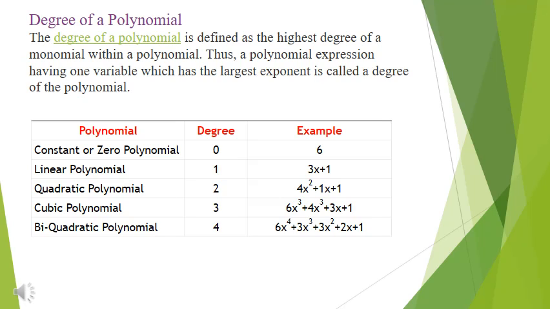A polynomial having degree 1 is called a linear polynomial, and the polynomial having 0 degree is called a zero polynomial. Then another example is quadratic, the expression where the highest power of the variable is 2, called a quadratic polynomial. Similarly, with the highest power 3, it is called a cubic polynomial. Similarly, the expression having the highest degree, meaning highest power, 4, we call it a biquadratic polynomial.